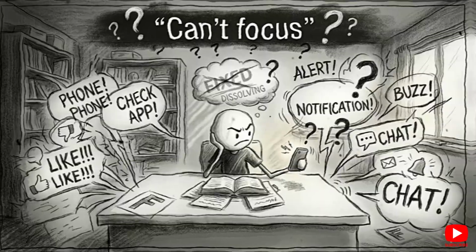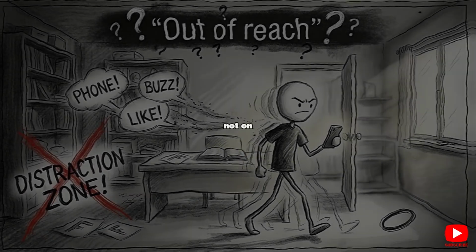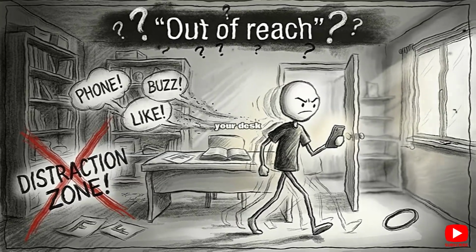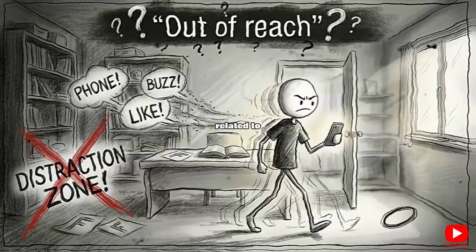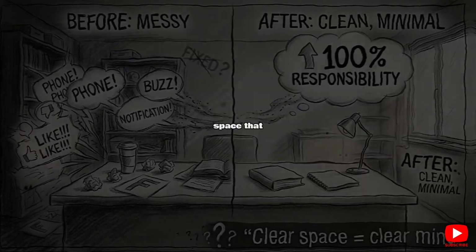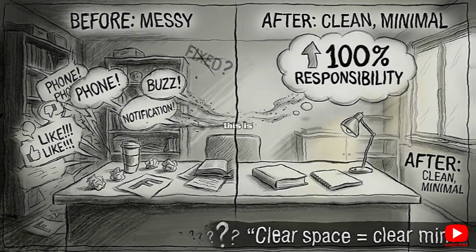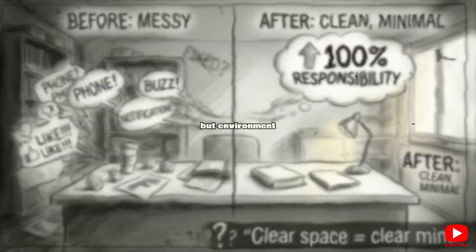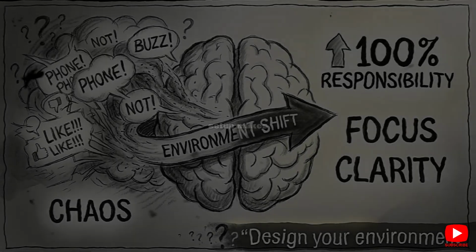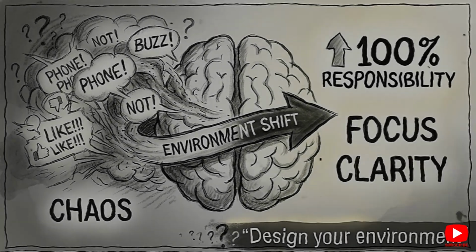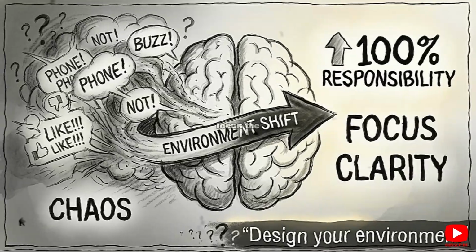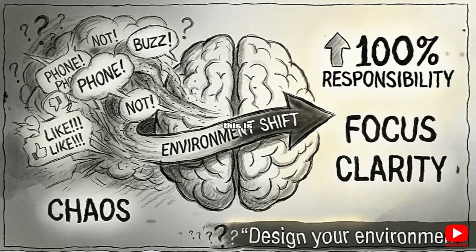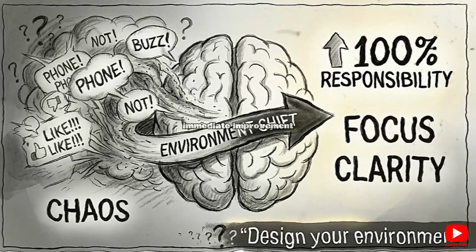Start simple. Put your phone in another room, not on silent, not face down, out of reach. Clear your desk. Remove anything that isn't related to what you're studying. Create a space that tells your brain one thing. This is where focus happens. Because willpower is unreliable, but environment design is powerful. If your setup makes distraction easy, you will get distracted. If your setup makes focus the default, you will study without fighting yourself every second. This is one of the fastest ways to see immediate improvement.